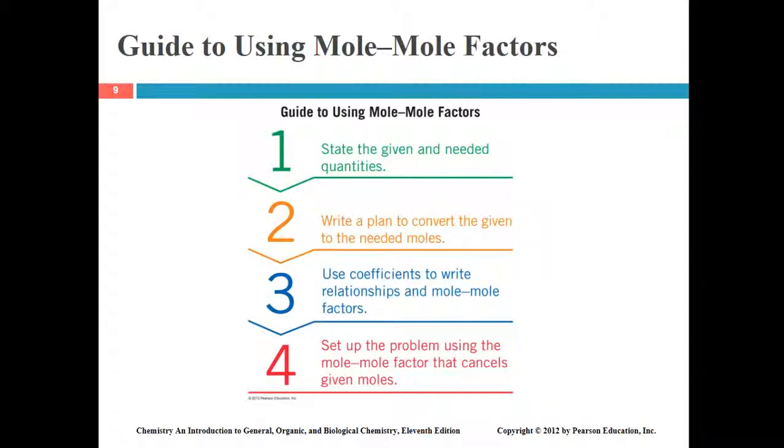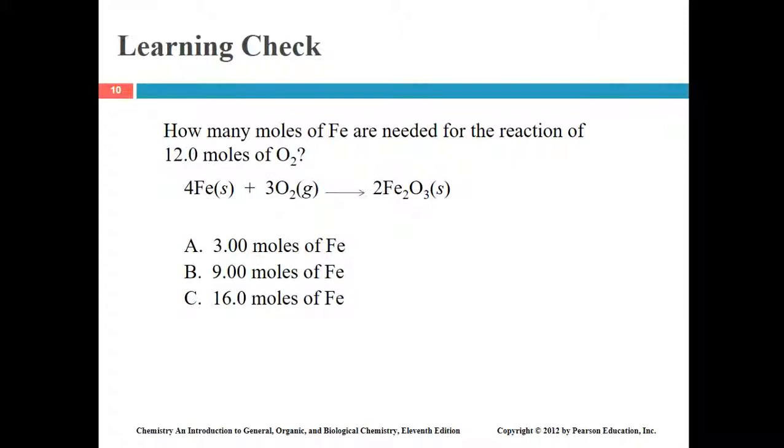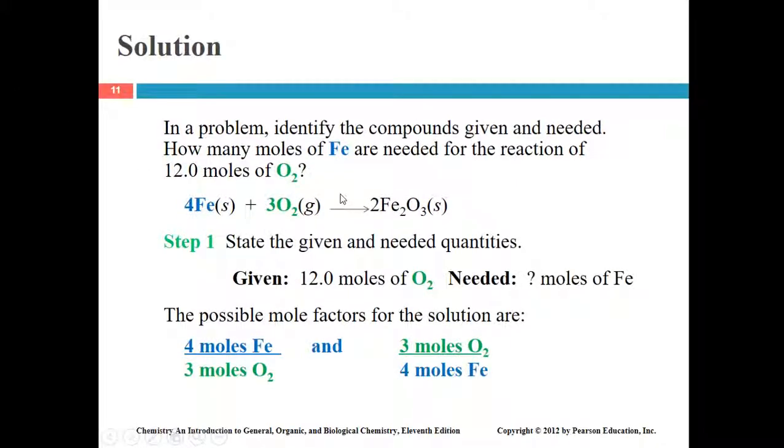So let's do some more practicing, and our guide. Obviously, we need to state what's given and what's needed. Figure out our plan. Use our coefficients to write the relationships, mole-to-mole factors. Set up the problem using the mole-to-mole factor that cancels out the labels of the moles. So how many moles of Fe are needed for the reaction of 12 moles of O2? So here's our equation. They give us some different choices. So the first thing we need to do is look back to see what's given. Well, 12 moles of O2 is given, and they want to know how many moles of Fe.